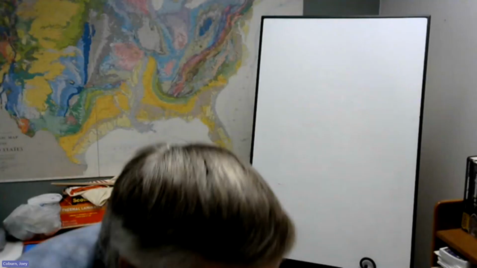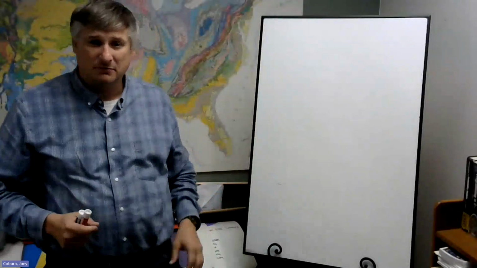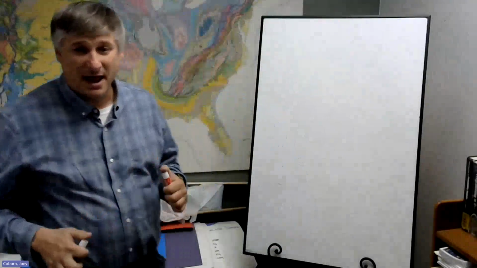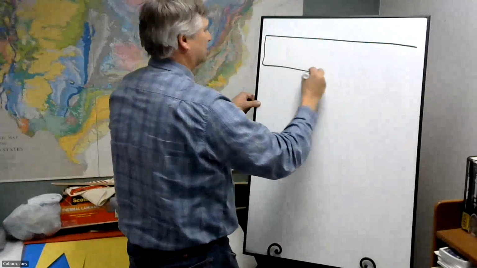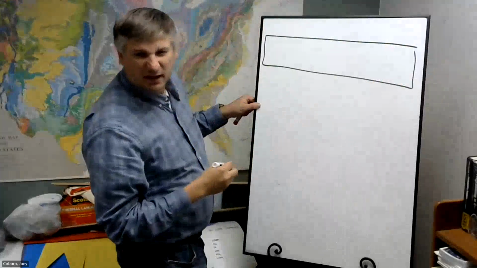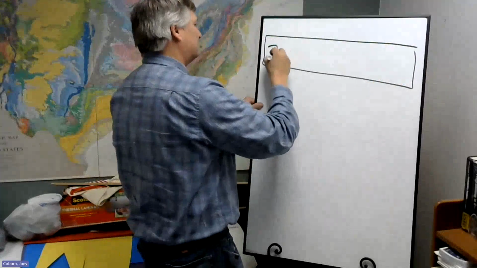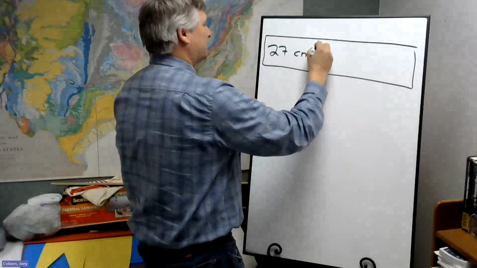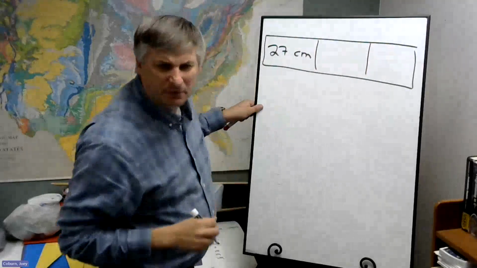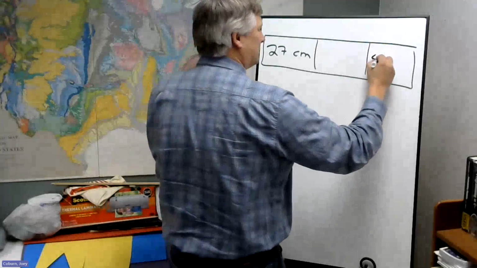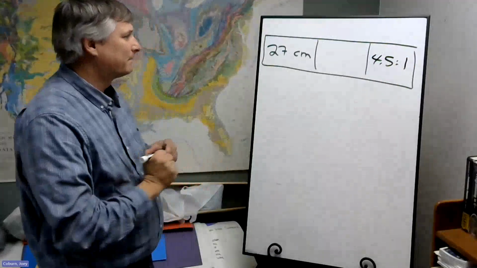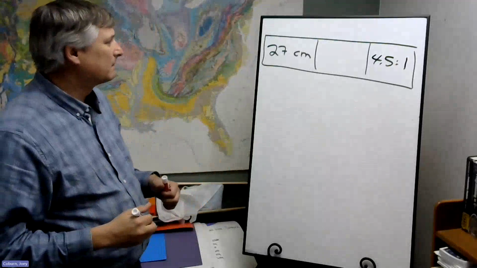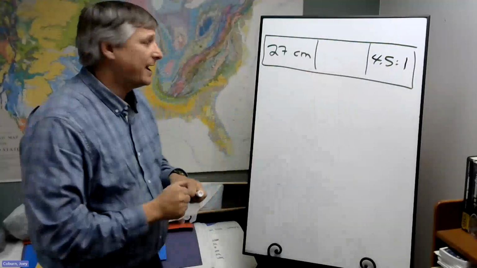So I want to go over a couple problems that could be a little confusing. Suppose you have this, and we're given, say, a number, 27 centimeters. We have a missing number, but we're told there's a ratio 4.5 to 1. What does this mean? Well, this missing number we're going to call x.